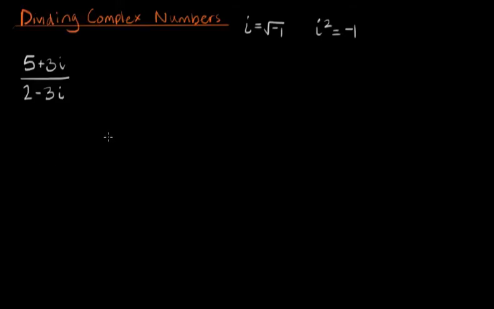Now, the thing about dividing complex numbers is that we want to turn this into just one thing with an i instead of two things with an i. So the way that we can do that best is by multiplying both top and bottom by what's called the complex conjugate. So let's talk about what the complex conjugate is.